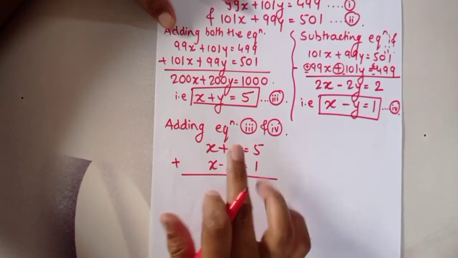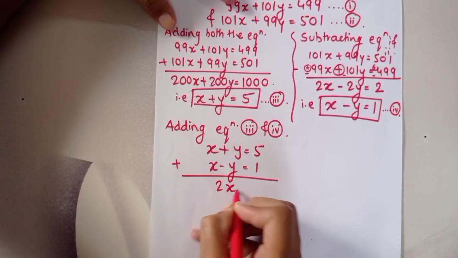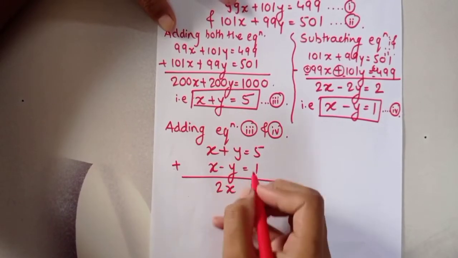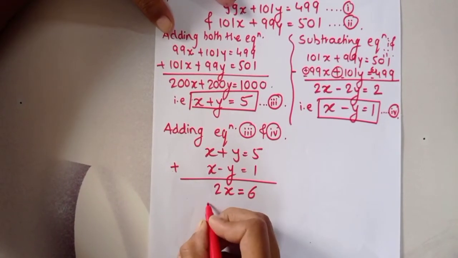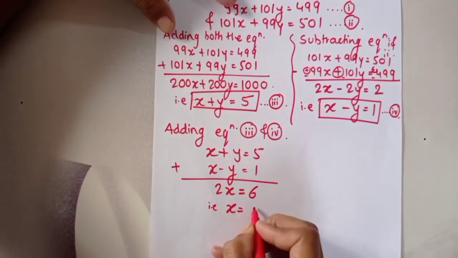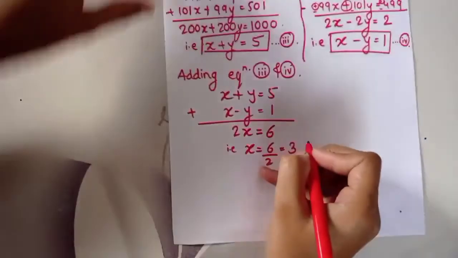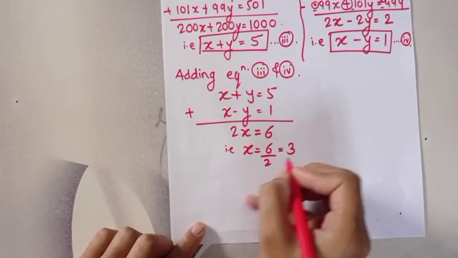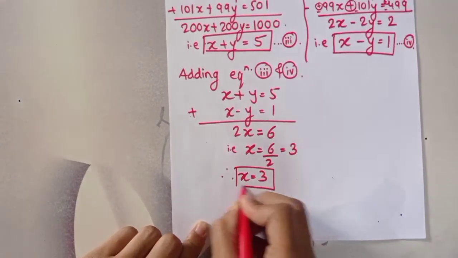We have to eliminate y. Here opposite signs are there. x plus x is 2x, the y term has been cancelled, is equal to 5 plus 1, which is 6. That is x is equal to 6 by 2, which is equal to 3. Therefore x is equal to 3.